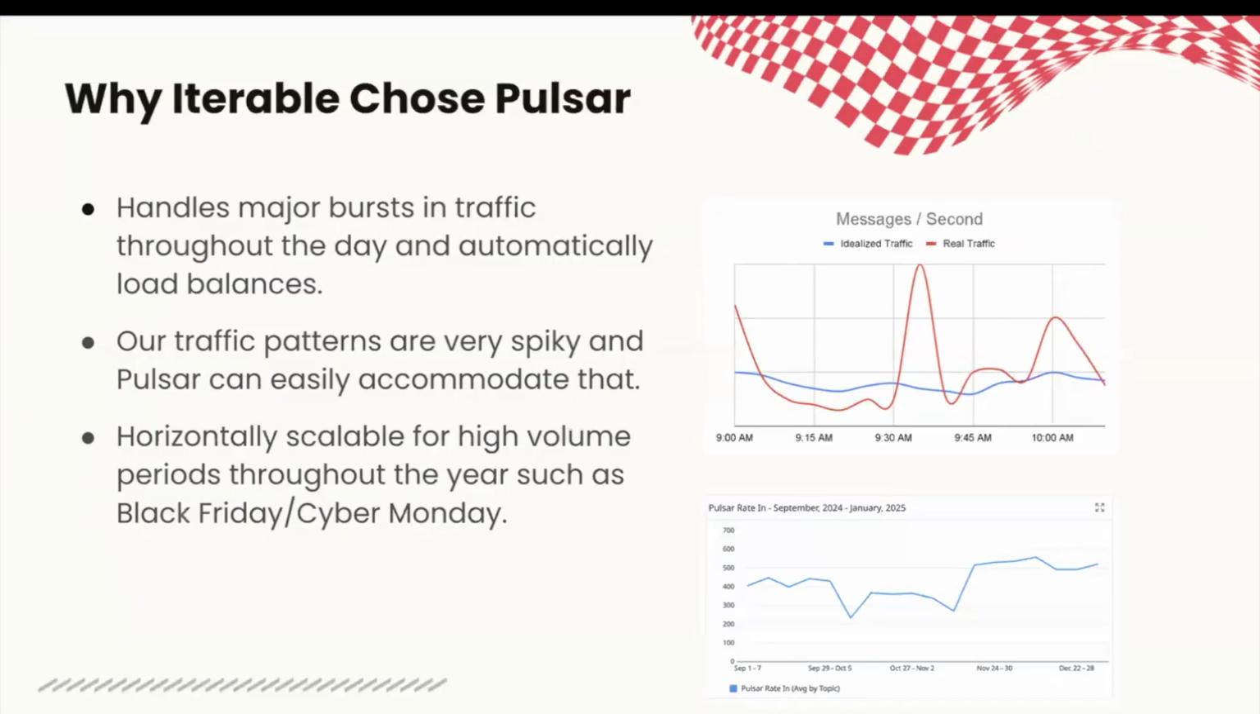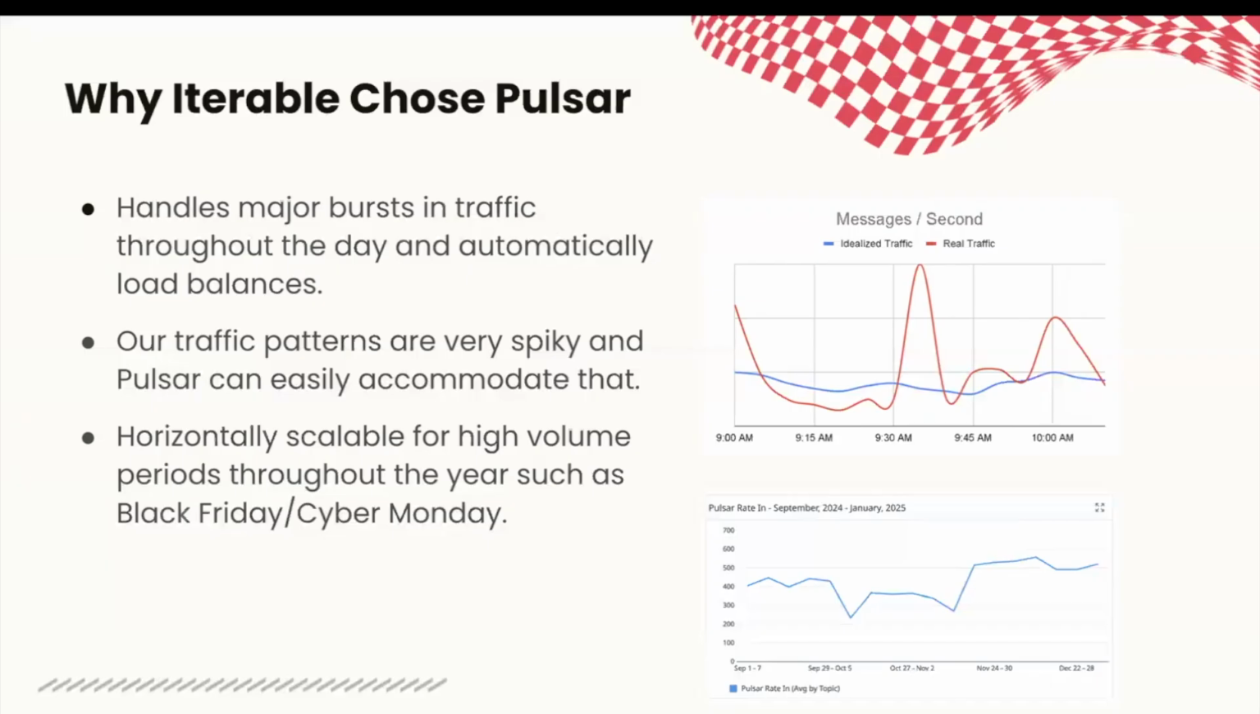And this is mostly a function of how our customers are scheduling their messages, scheduling their campaigns. We typically target the top of the hour just because it's a nice round number to send your messages out at. And Pulsar has to be able to handle that increase at the top of each hour.